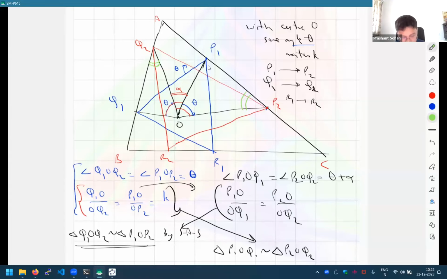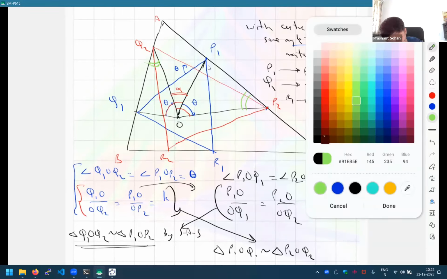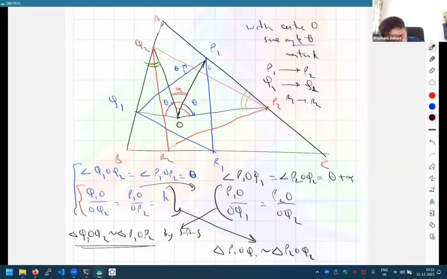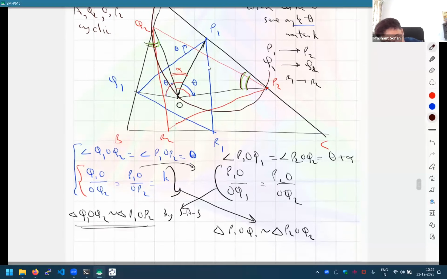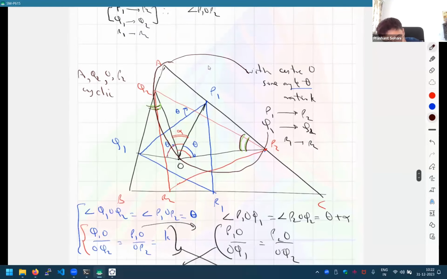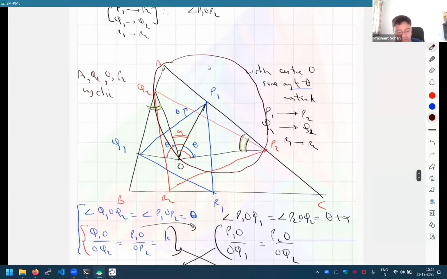Yes, correct. Or rather, the way I would put it is that in this diagram, what we have obtained, and I hope everybody is following this, is that because of the similarity, these two angles are equal. These two angles we show to be equal, and therefore points A, Q2, O, P2 are cyclic, right? So if I consider this circle passing through these points, A, Q2, O, P2 is cyclic.